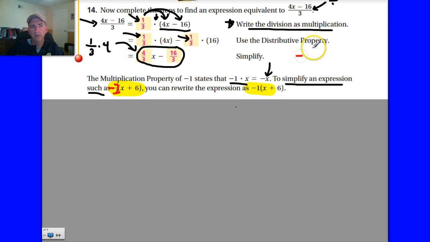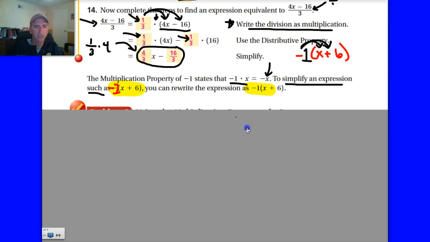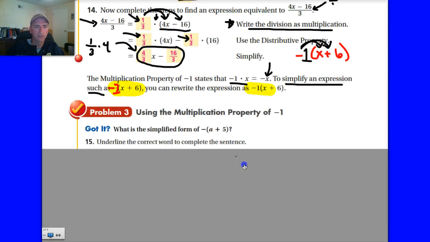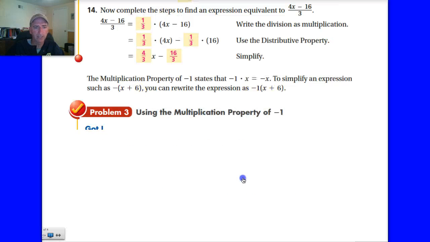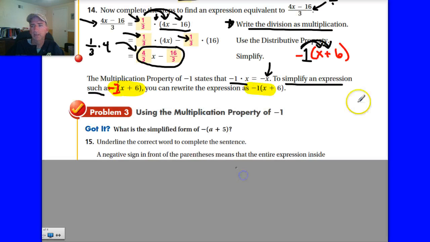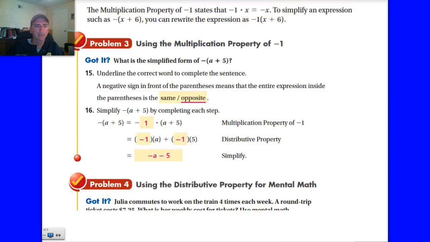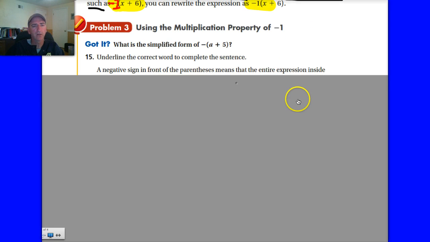So here, I'll try to clean it up. If you have negative parenthesis x plus 6, what you want to do is just stick a 1 right there and think of that as -1. And that -1 is now going to be distributed to simplify that. And this is actually a really common mistake. So let's take a look at number 15 and see how we would use that idea to simplify it and hopefully prevent errors. This is a common one where we have mistakes.